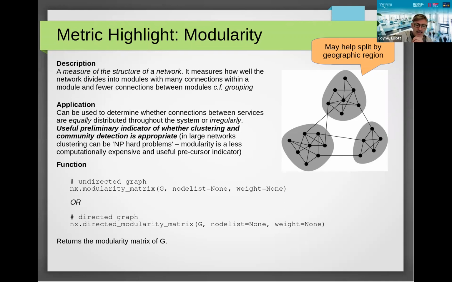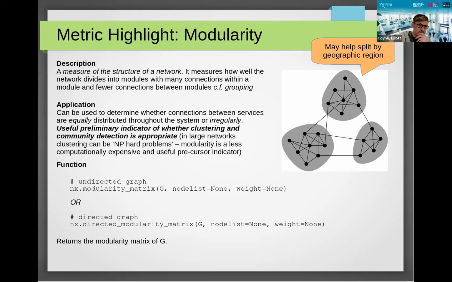And as I say, when you look at this in reality, you'll often find these clusters will be split by geographic region. That's just the way it works out. And this is often a very good heuristic or rule of thumb way to see if there's any clustering or any communities occurring, just because it can be, as I say, computationally an NP-hard problem. And so, as I say, it's a good first step before you go on to do something more complicated in big graphs.